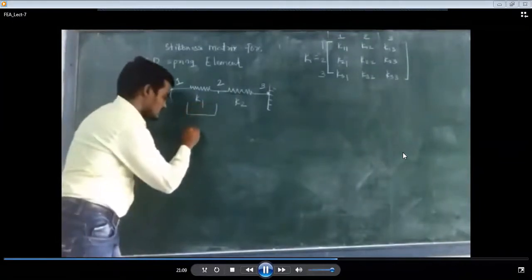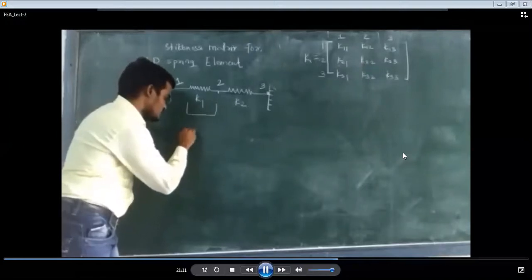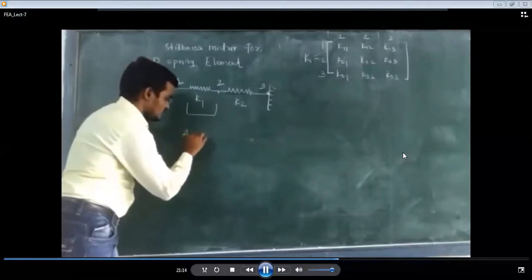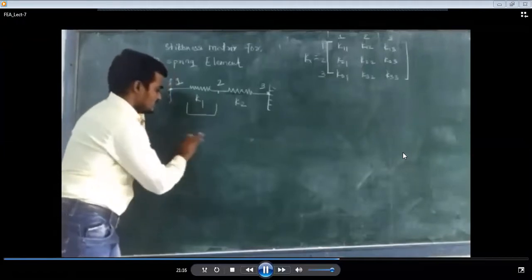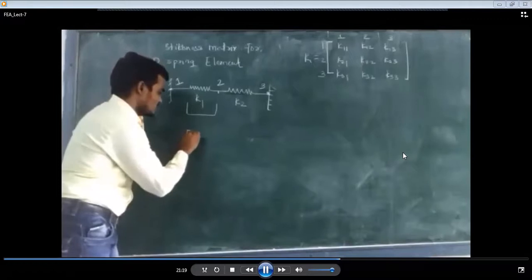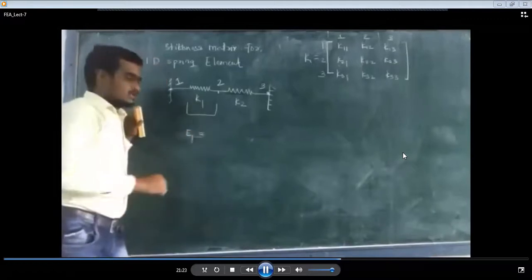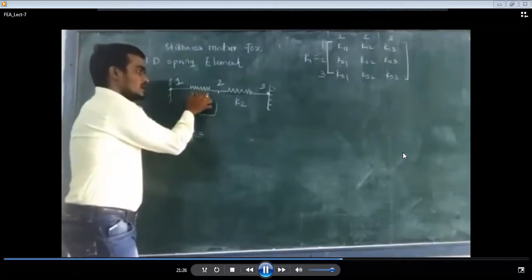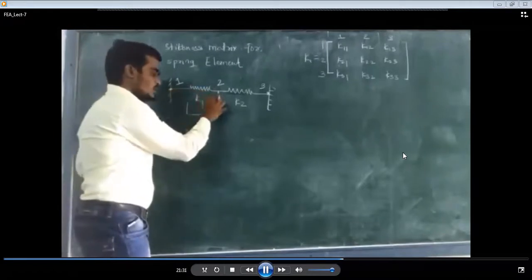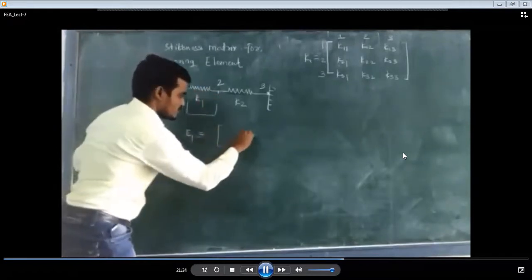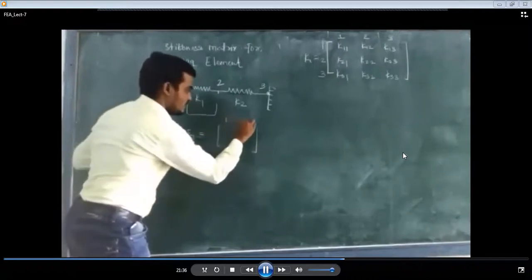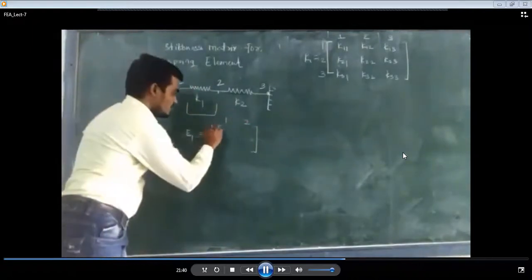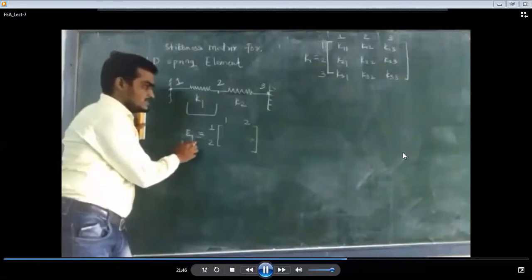Now for this spring element, we will write the spring stiffness matrix for element 1, the elemental stiffness matrix E1. This element lies in between node 1 and 2. So its position will become between 1 and 2 according to columns, and similarly according to rows, it will be written as 1, 2, 1, 2. So the elemental stiffness matrix lies between node 1 and 2.